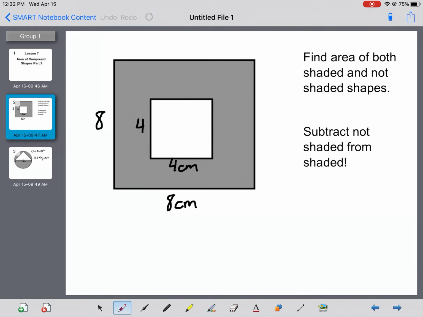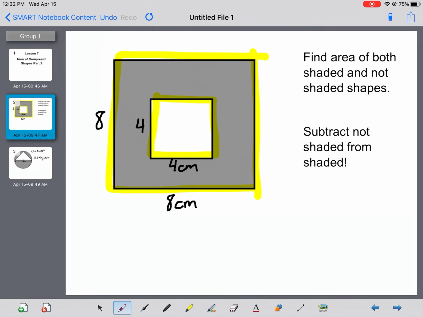And what you're going to have to do is find the area of the shaded shape. Okay, so just the gray part. You're not trying to find the area of the part that has been removed. You want to remove that area from the larger shape. So we have our larger shape right here, and then we have this smaller shape that we are going to be taking out or removing from that to find the gray area.